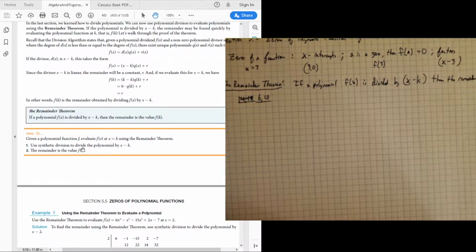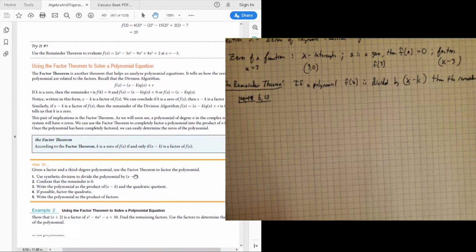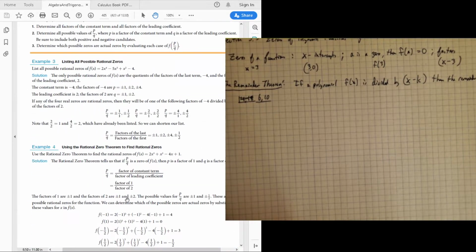And notice how we're going to do it. We're going to use synthetic division to divide the polynomial by x minus k. And then whatever value we get is going to be f of k. And that's typically what we're going to be asked to find. So let's go to number 6.